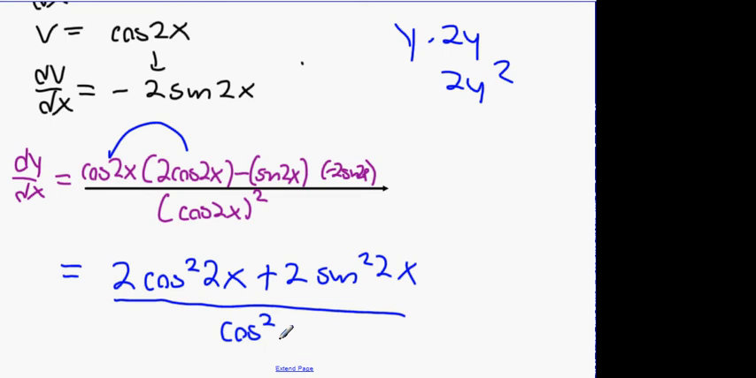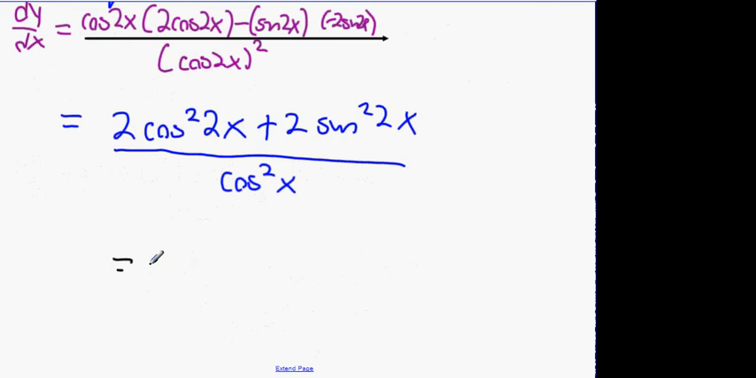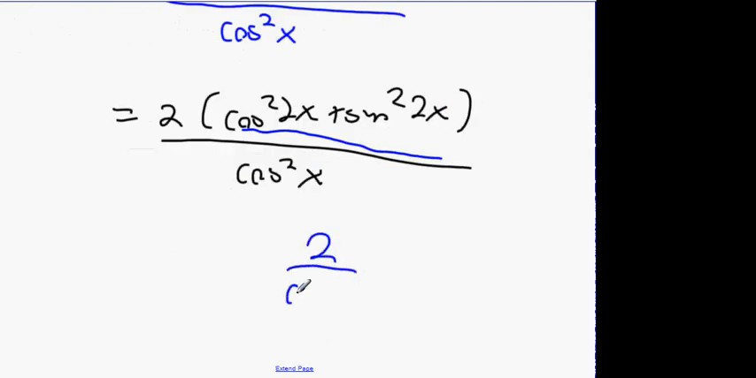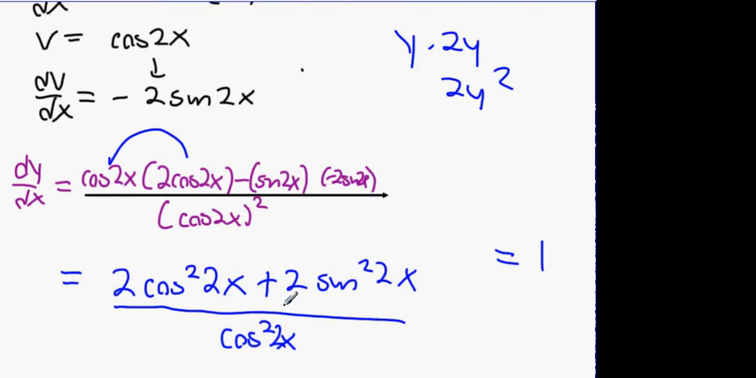Here's the tricky part. If you were to factorize out 2, what you can get is 2 bracket cos squared 2x plus sin squared 2x all over cos squared 2x. What do you think about this here, guys? What's this here? It's 1. Cos squared any angle plus sin squared the same angle always equals 1. So the answer therefore is 2 over cos squared 2x. Oh, sorry, cos squared 2x. Yeah, you're right, cos squared 2x.